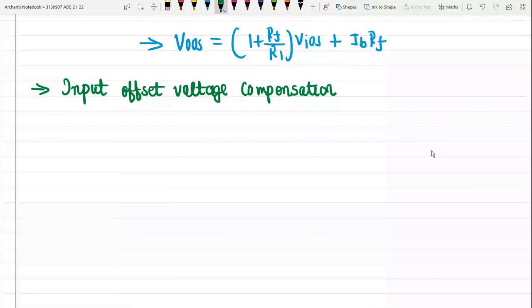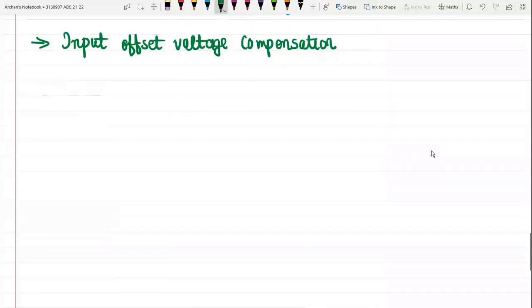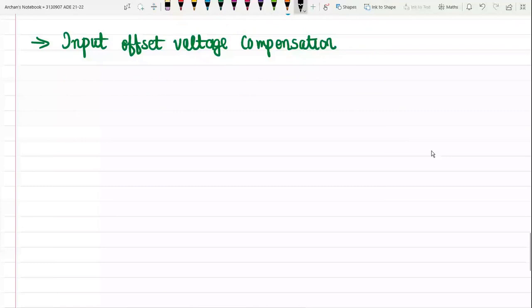The offset voltage compensating network we need to understand. We will consider the case of IC741, where initially I have introduced some of the pin numbers. Basically, IC741 is an 8-pin integrated IC. I have introduced you to some of the pins, and now today we will introduce another pin.